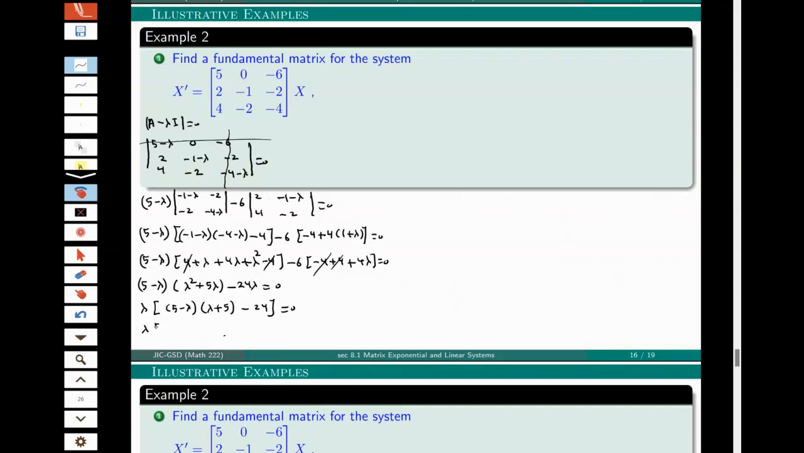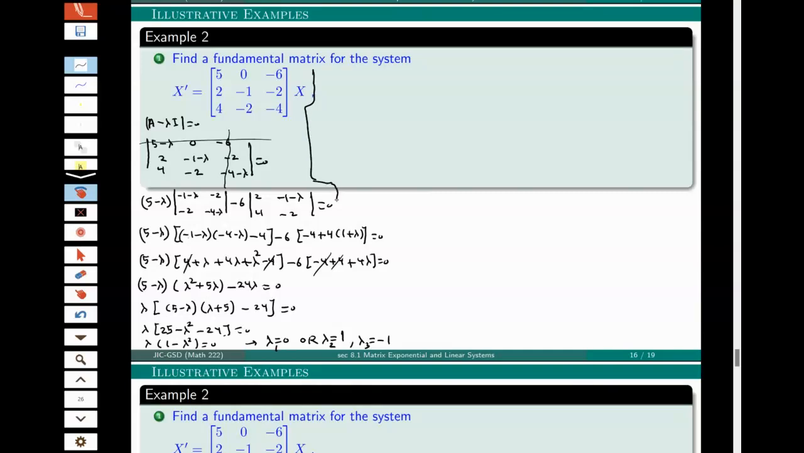So that will be lambda times (5 minus lambda)(5 plus lambda), which will be 5 squared, which is 25 minus lambda squared, minus 24, equal to 0. So I'll have lambda times (25 minus 24), which is 1 minus lambda squared. So our lambda is equal to 0, or lambda is equal to 1, or lambda 3, which is equal to minus 1.